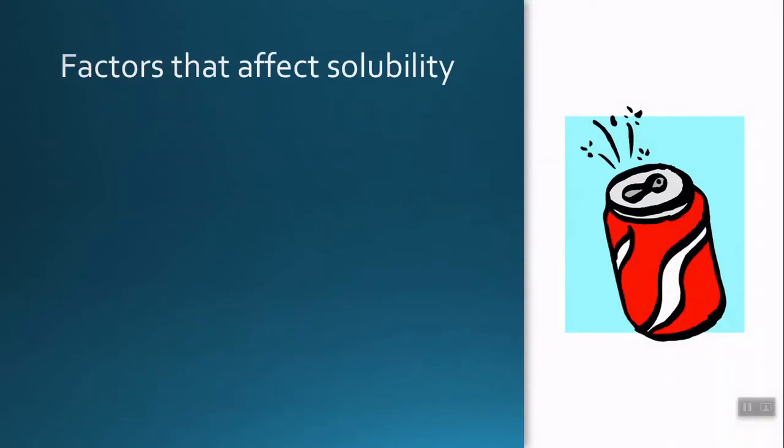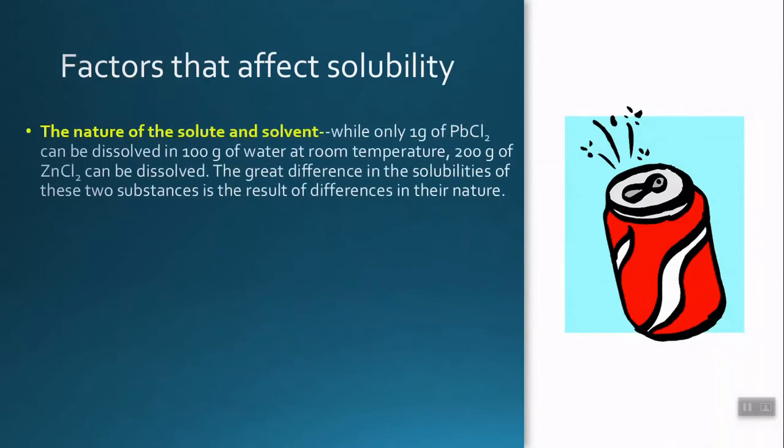So we're talking about how we know how much solute can be dissolved in a given solvent. The first factor is just the nature of the solute and solvent. In this example, I talk about lead 2 chloride and zinc chloride. If I have 100 milliliters of water and I try to dissolve lead 2 chloride in that, I can only dissolve 1 gram. Whereas if I try to dissolve zinc chloride in that, I can dissolve 200 grams of it. Again, it's just the nature of the solute.